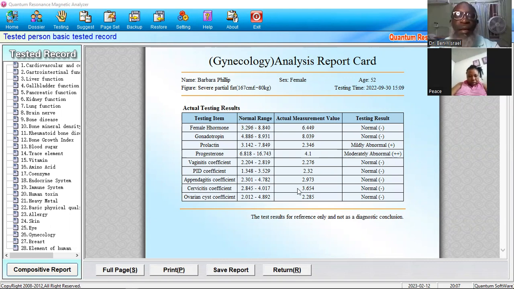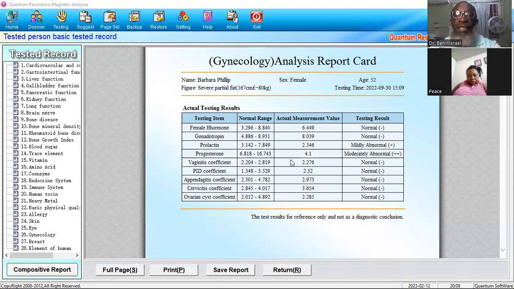I'll go through all of this. This one, vaginitis, when this is abnormal, it means that this woman will have recurring yeast infection. So we'll have to talk to her about her diet. Yes, and there are herbs that we can use, and there are minerals that we can use to eliminate recurring yeast infection. Progesterone, this is the one that tells us if she has fibroids.